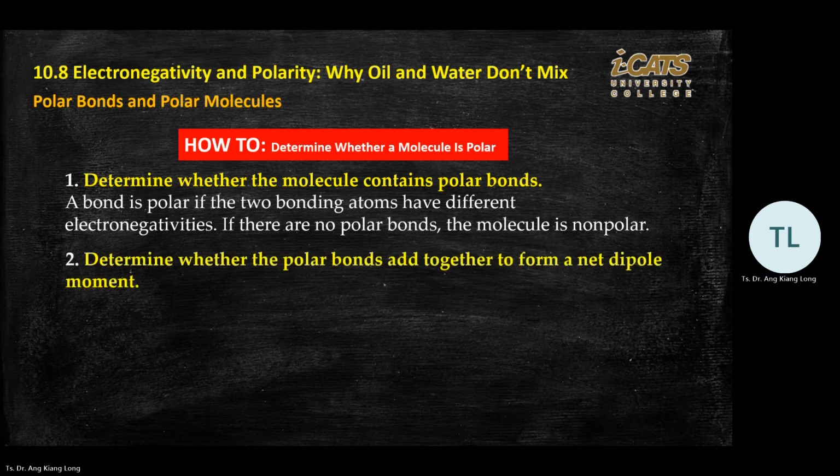Number two, you sum up all the bonds together to form a net. You need to calculate how many dipoles you have, like how many dipoles you need to check.